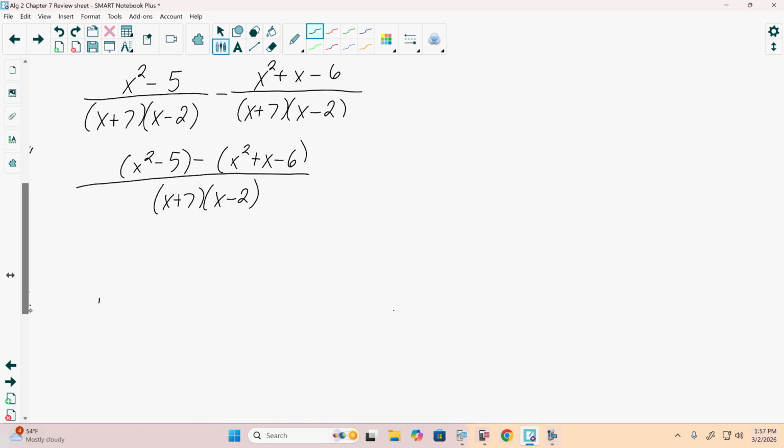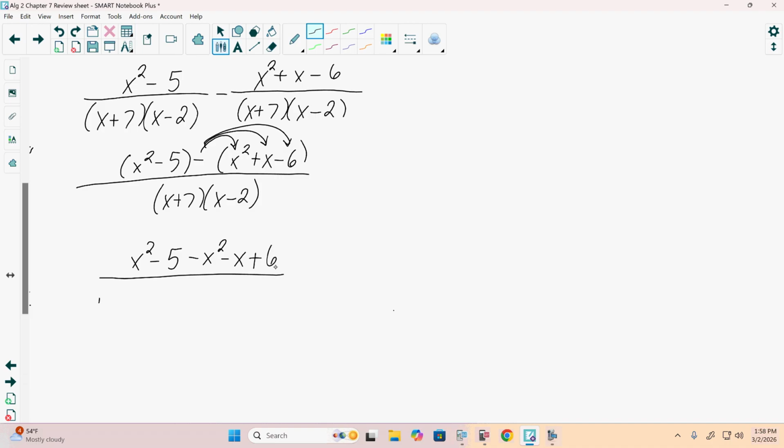Now I write it first with the parentheses because here we are subtracting. We will have some signs that will change. Now the x squared minus 5 is going to stay the same because there is no sign in front of it. There's nothing we're multiplying through. But our second expression, we're going to have to distribute that negative.